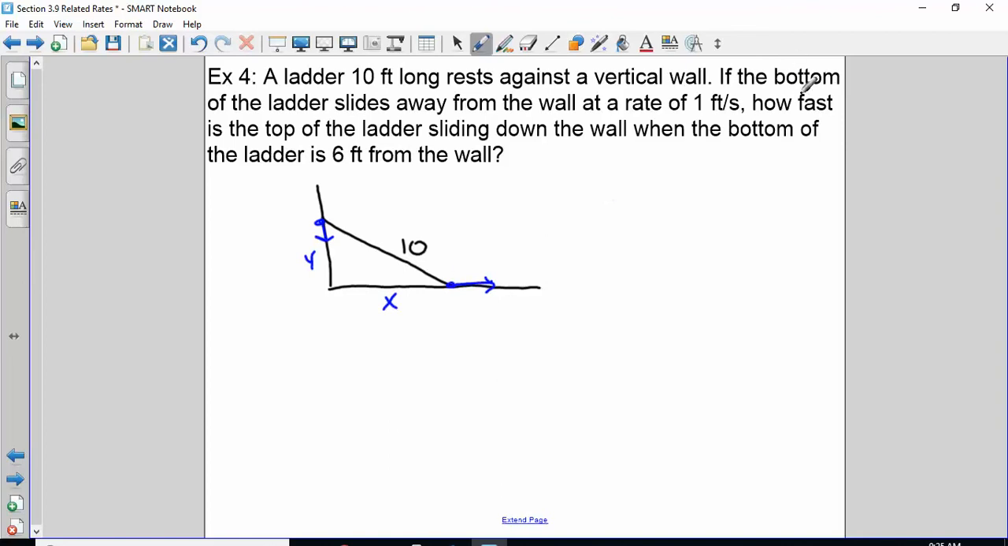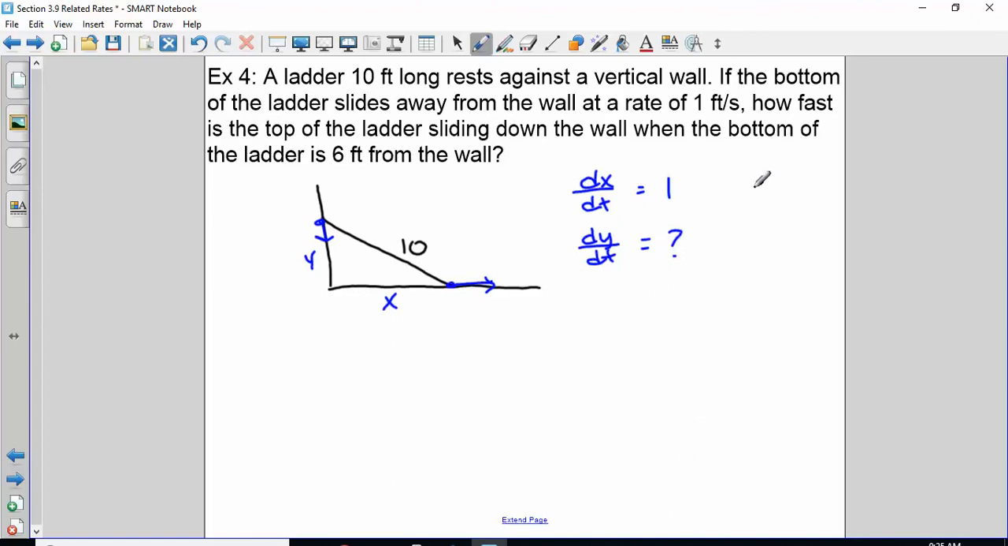Okay, so now the bottom of the ladder. So if I have the bottom here labeled as x, if I'm talking about how fast it slides away, that would be derivative of x, dx dt, slides away at a rate of 1. How fast is the top of the ladder sliding down? So that would be, would we expect a positive or a negative here? Negative, because it's going down.